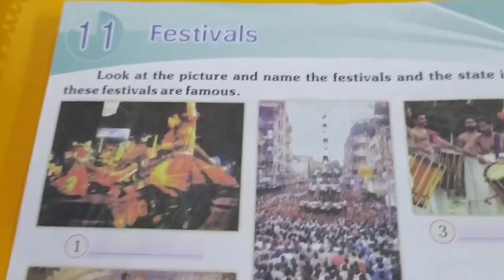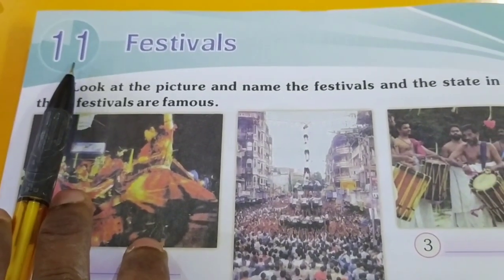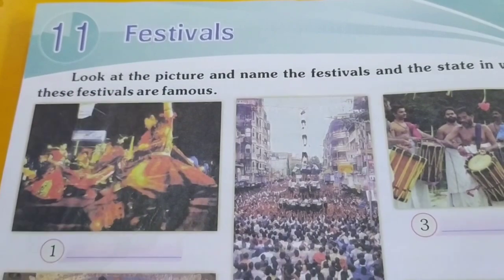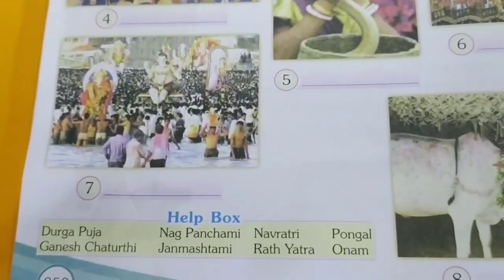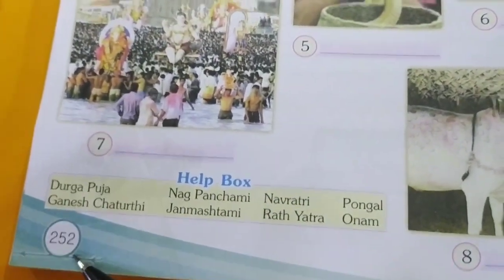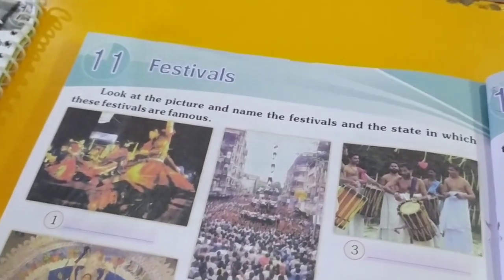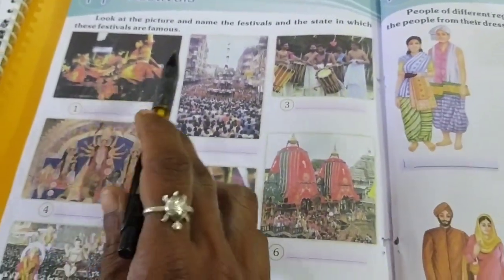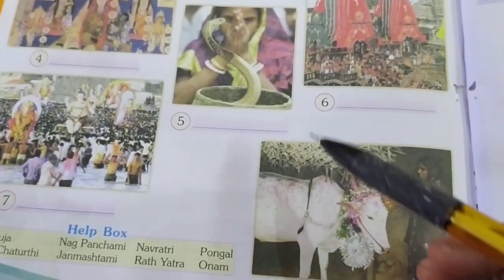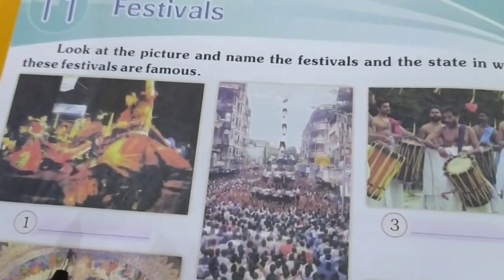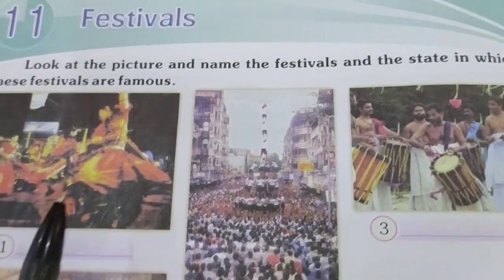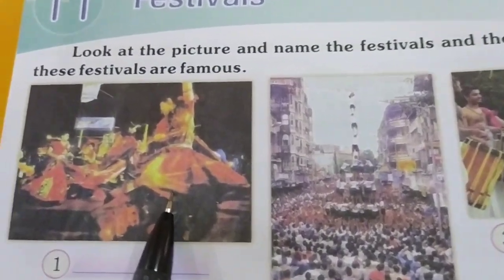Okay children, lesson number 11, festivals. It is on page number 252. So now you can see the different types of festivals in your textbook, right? So we will see one by one which all are they. So first one, which festival is this?